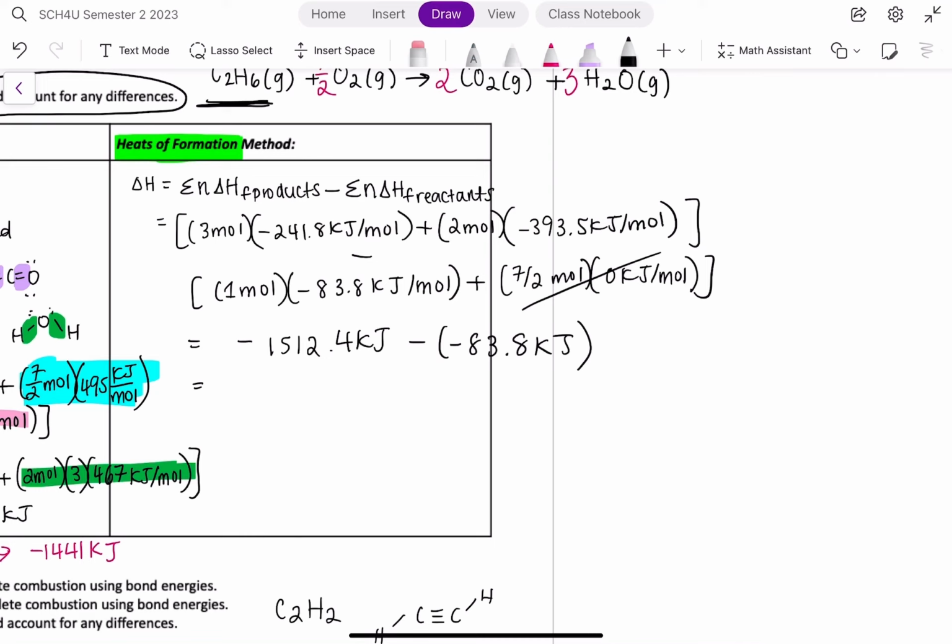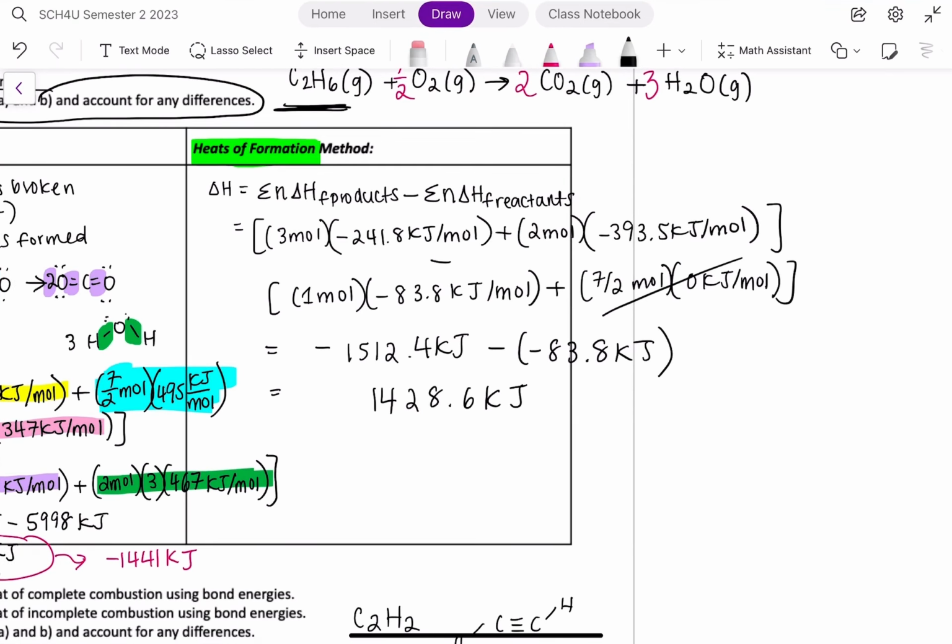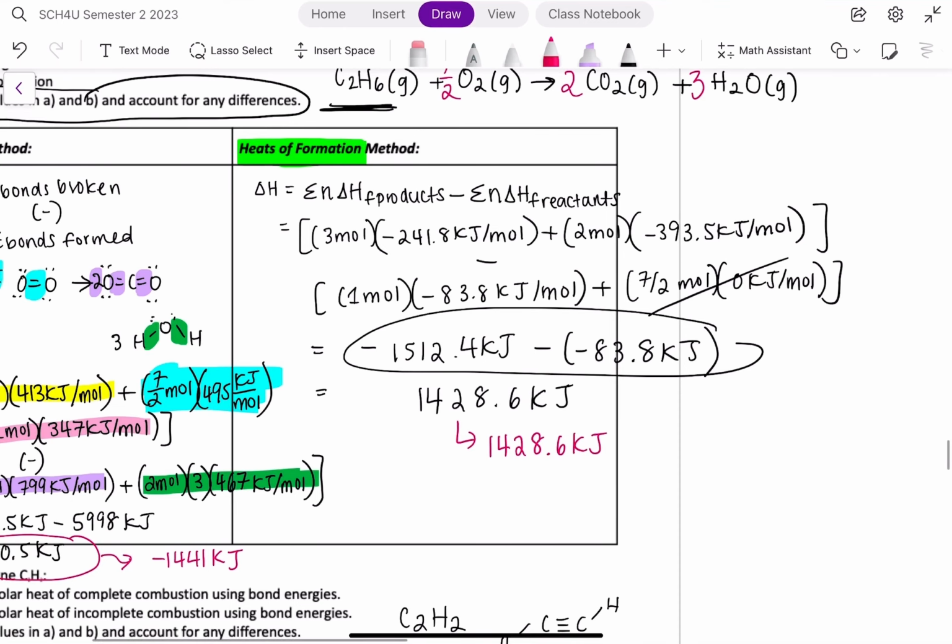And you're going to take that negative value and plus 83.8. So negative 1,428.6 kilojoules. Because it is an addition of values in this step, we're going to use the final decimal value amount for our final answer. So final answer is negative 1,428.6 kilojoules.